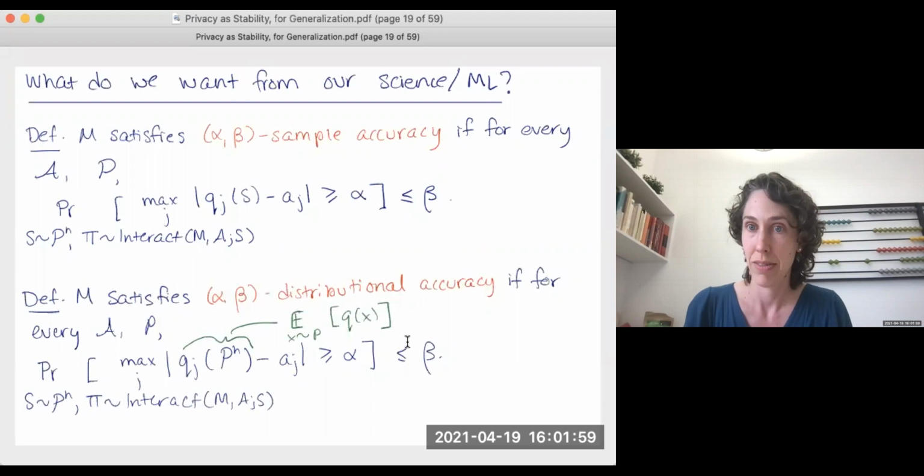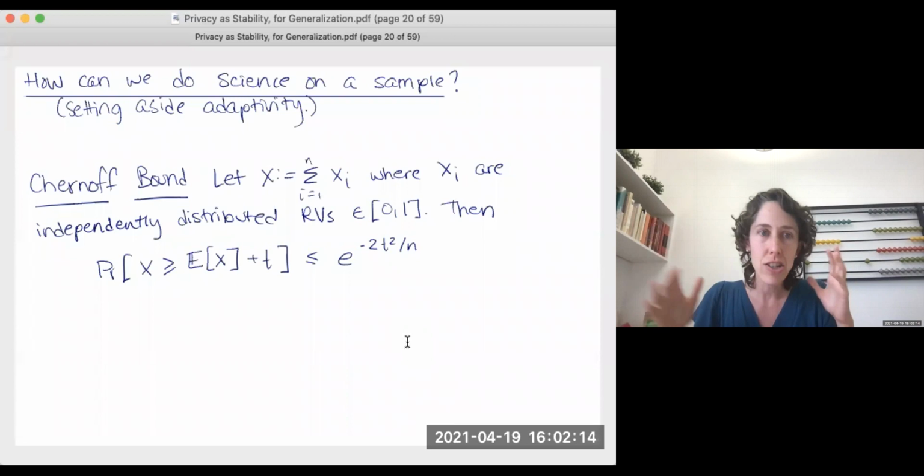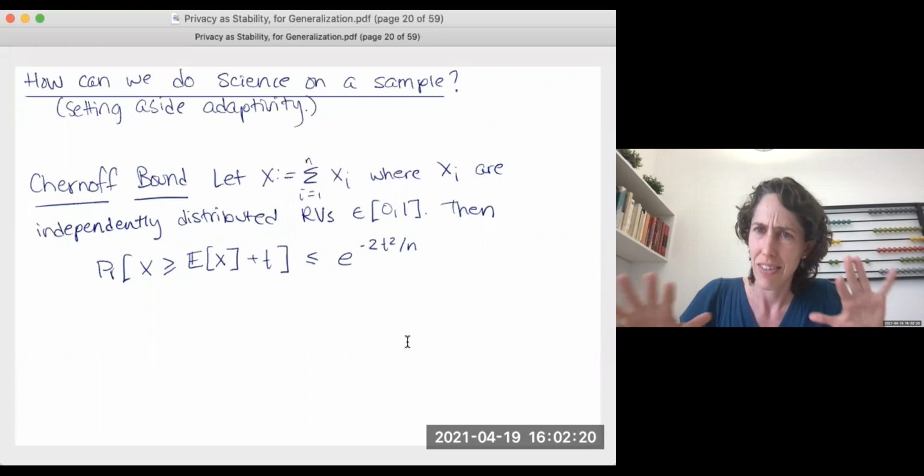But we only have access to the sample. We don't have access to the distribution. So what's the problem? For a minute, set aside the adaptivity aspect of this and assume that any queries that we're going to issue on our data set are just fixed in advance. Okay, so then how would you do science on a sample?